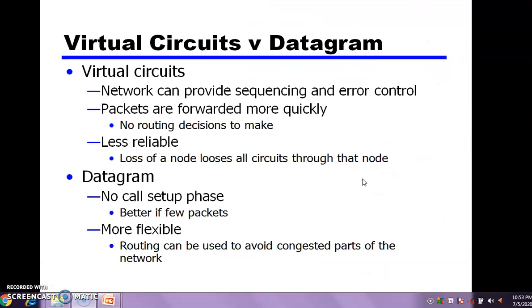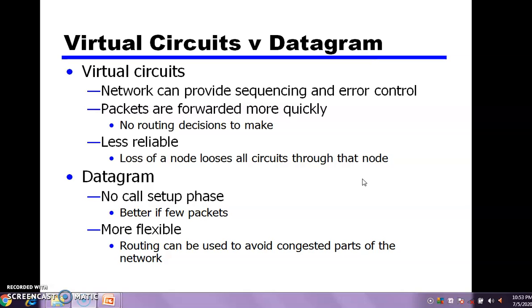So now we'll see the major differences between virtual circuit and datagram. In the virtual circuit approach, the network itself will provide some sequencing and error control mechanisms. Here packets are forwarded more quickly because no routing decisions are made at each and every node. A route is established between source and destination. There is no need for routing decisions at each node. So if there is a loss of a single node, all the circuits through that node will be spoiled. So that is less reliable if any node fails.